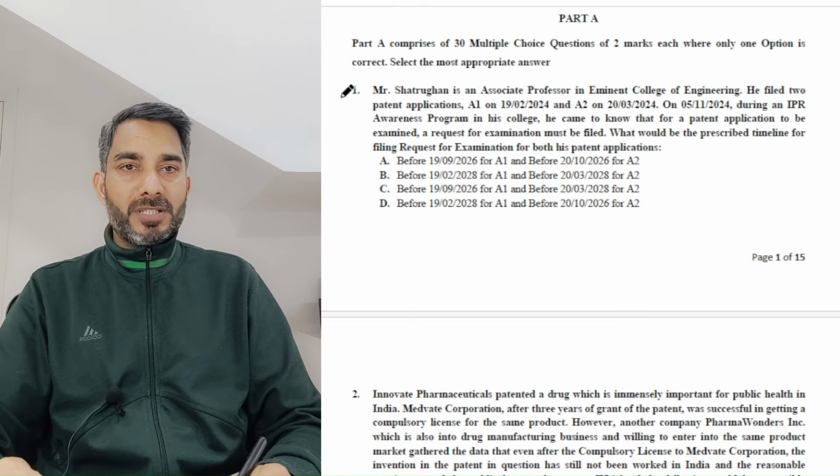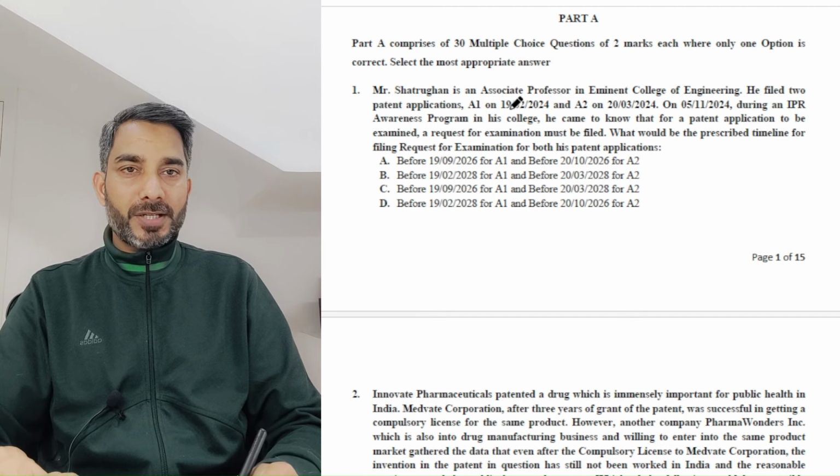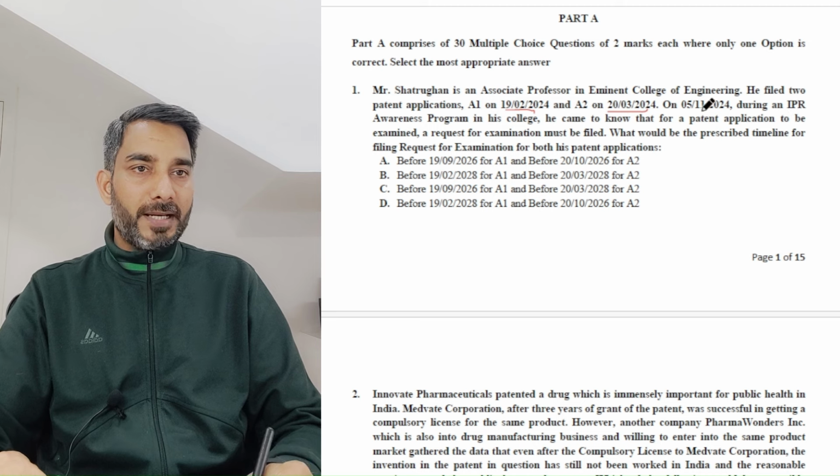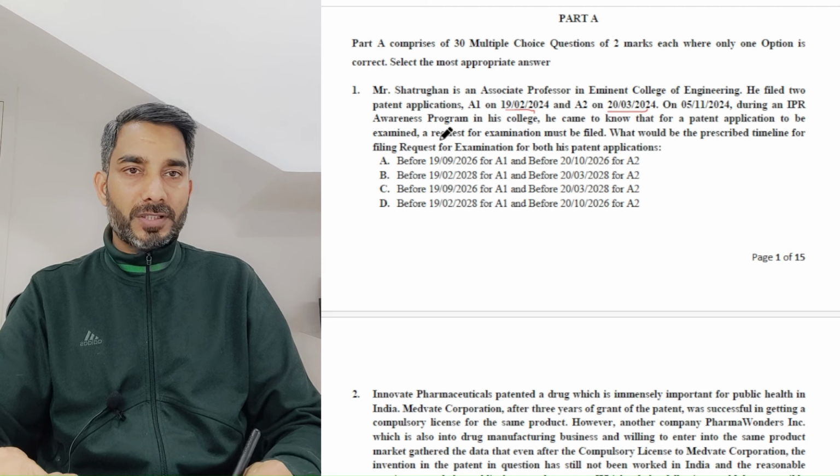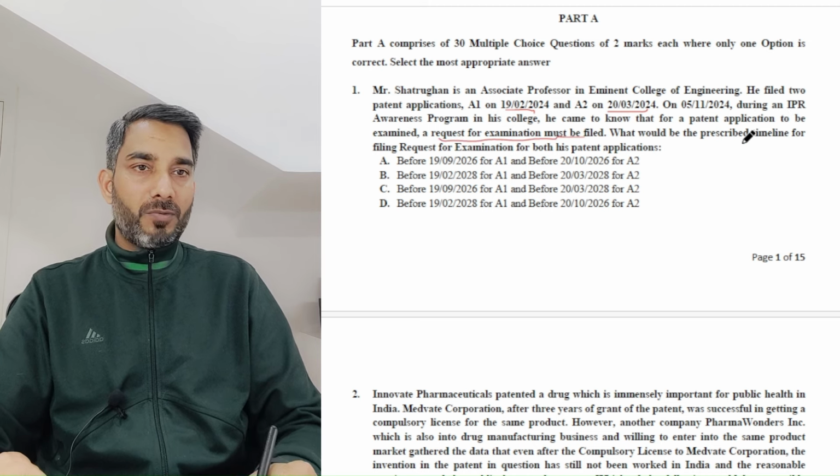So here is the first question. Mr. Shatrughan is an associate professor in some college. He has filed 2 applications, one on 19th Feb, second on 20th March. Later that year, he came to know that request for examination must be filed. Now, what would be the prescribed timeline? Perfect. Now, why are they asking this question?